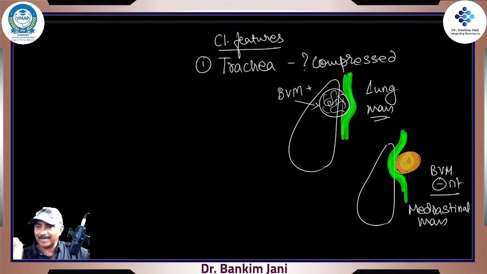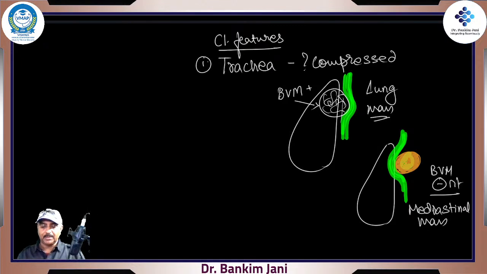Fluorodeoxyglucose PET scan. So it will be shown which are the lymph nodes that are metabolically more active, and we'll be able to see that. We'll be able to see all the lymph nodes, even if they are extending into the neck, we'll be able to see that, right? We'll see all these cases, but what should be our approach?